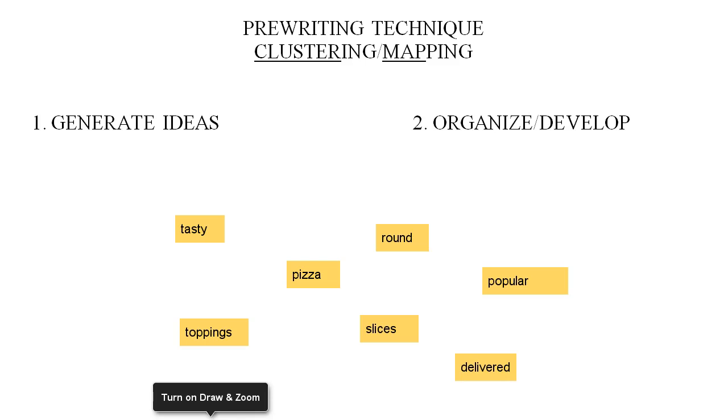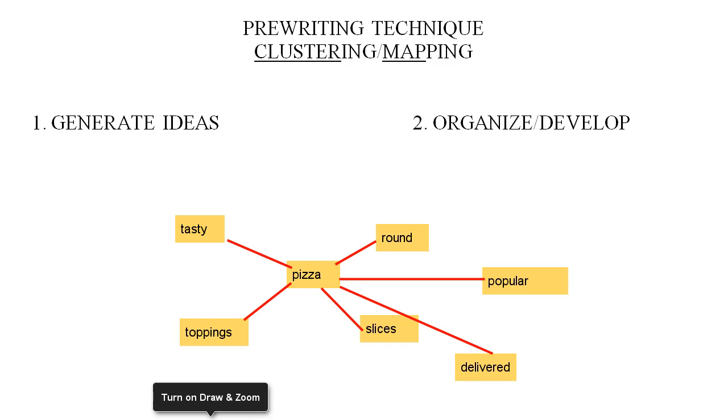Now I'm going to draw lines to connect these ideas to the main idea of pizza, like so. Doing this helps me see connections more easily as these secondary ideas cluster around the main idea. Now, as I look at this, I can see some ideas that interest me. I think, for instance, I can say more about these ideas in my paragraph.